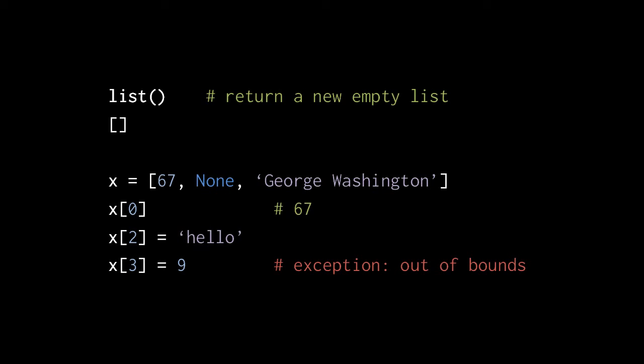And in the next line, the expression x subscript 0 returns the first item, 67 in this case, and then if we write x subscript 2 equals the string hello, that is reassigning the third slot in the list. So previously it had the string George Washington, now it has the string hello. Unlike with JavaScript arrays, we can't assign out of bounds on a Python list. So here when we write x subscript 3 equals 9, that's going to trigger an exception because index 3 would be the 4th item in this list. This list we created only has 3 items.